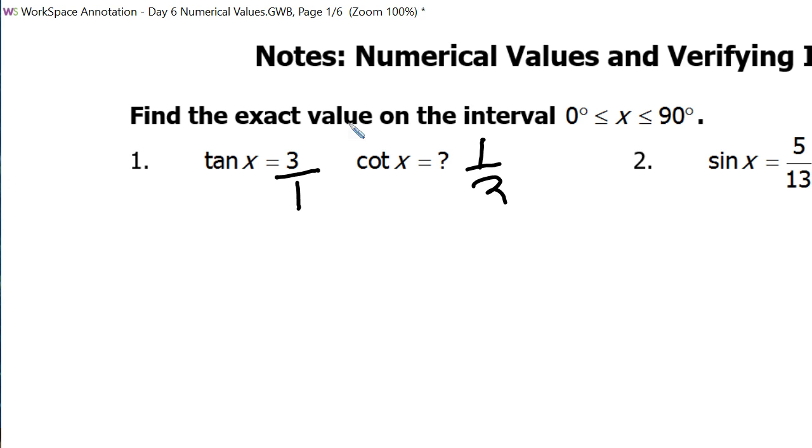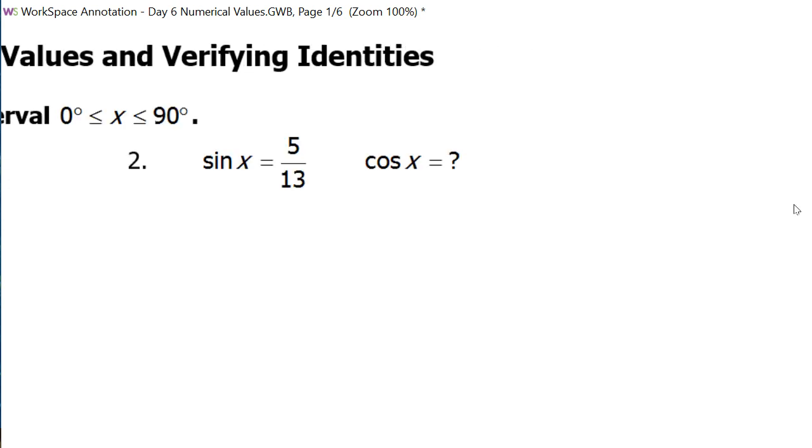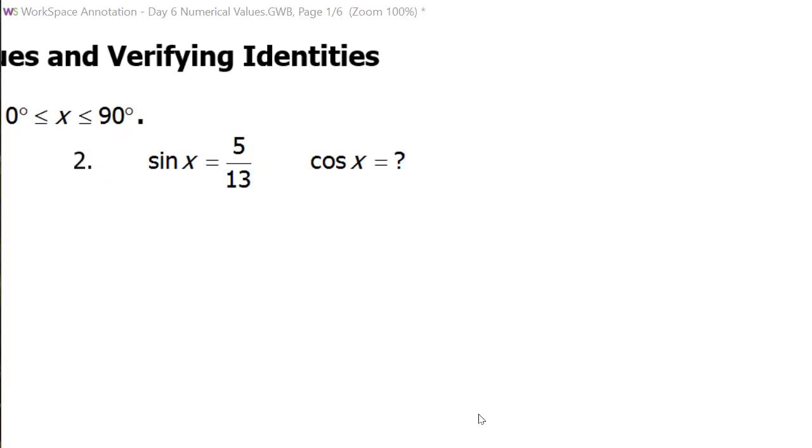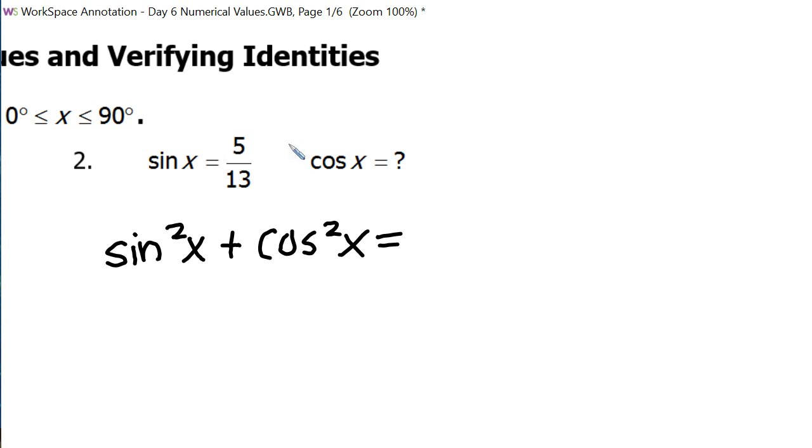Next one, problem number 2, we have sine of X equals 5/13. Cosine of X, that's what we're looking for. Now, are those reciprocals? No. So this one, I'm actually going to have to do some solving. Now, I'm going to show you how I can solve for this using some of our trig identities. So we are dealing with sine and cosine here. And I know an identity with sine and cosine, and that would be sine squared of X plus cosine squared of X is equal to what? 1.